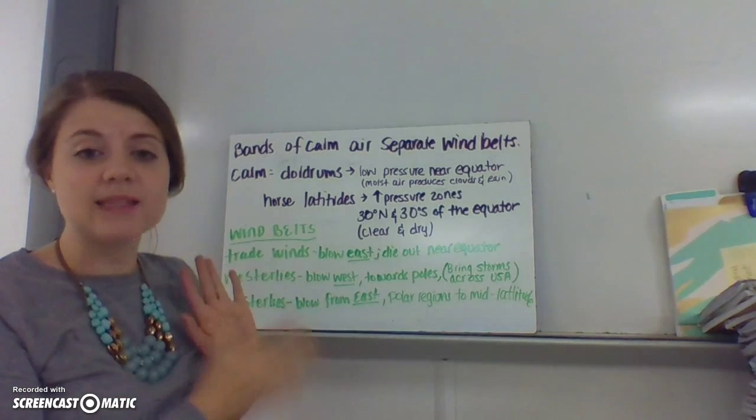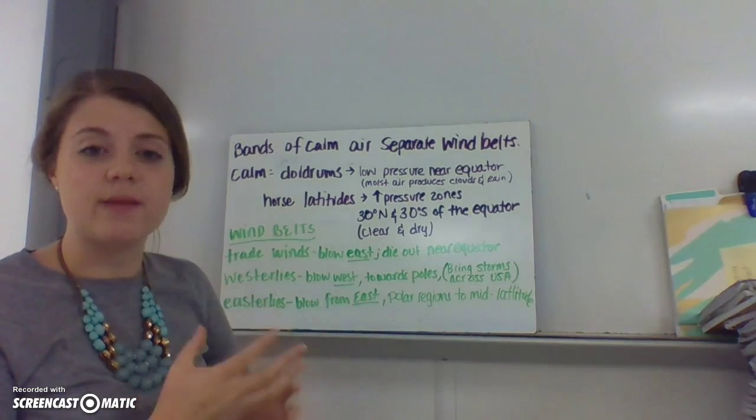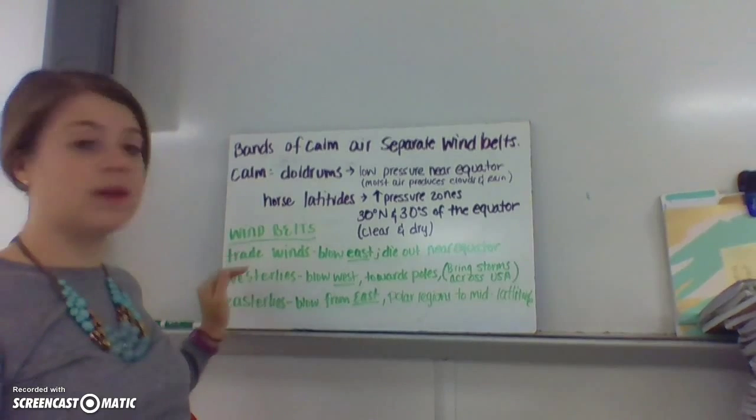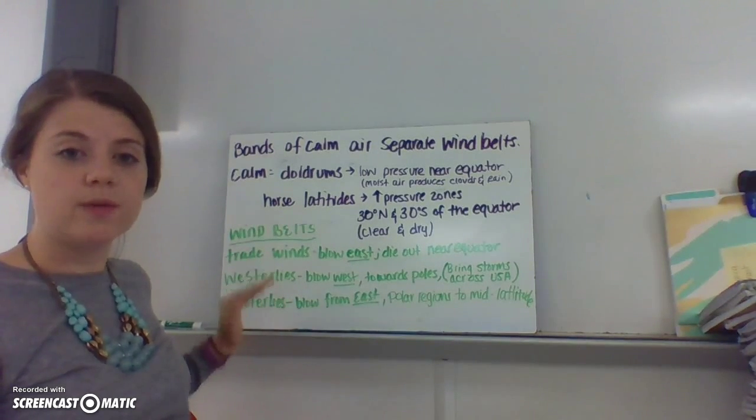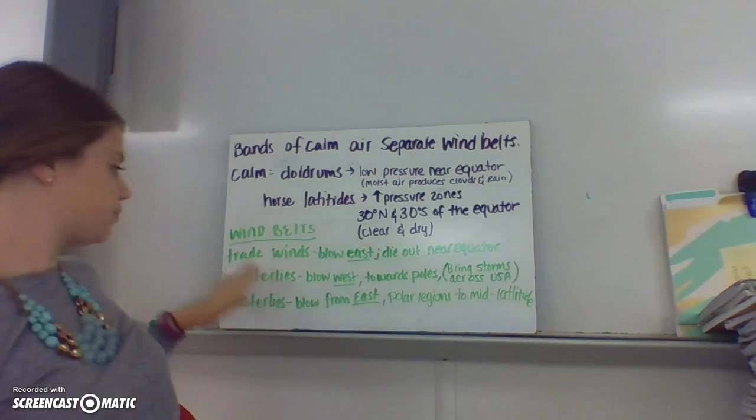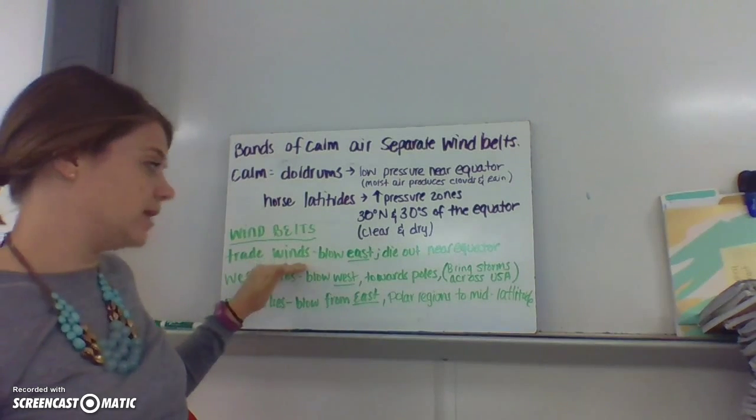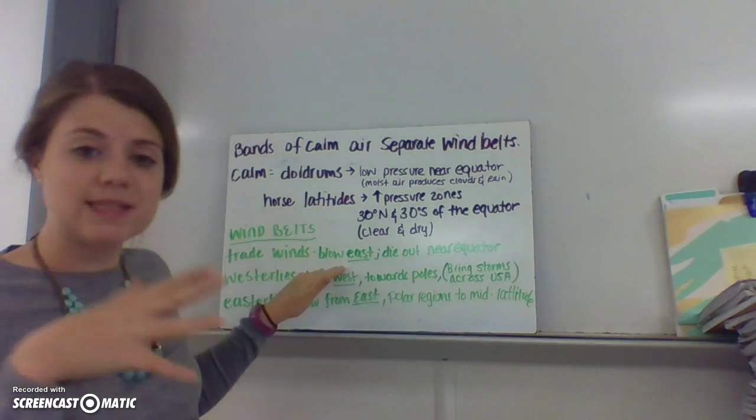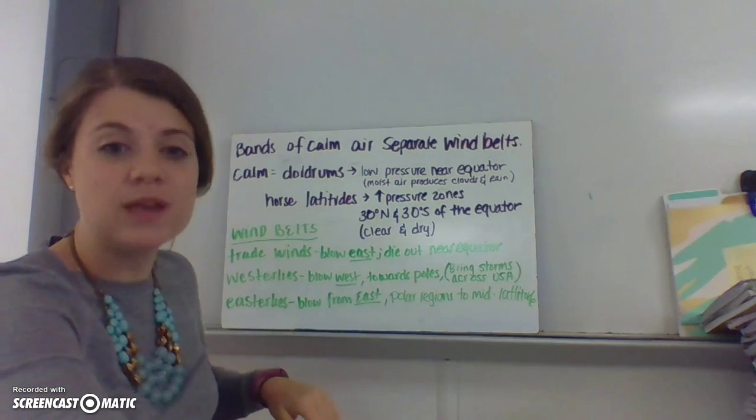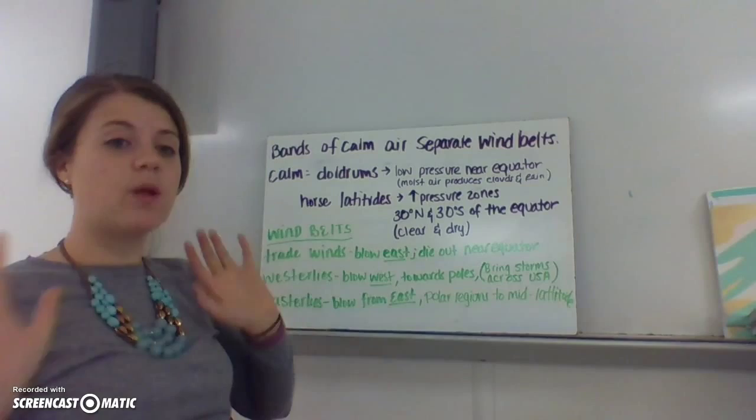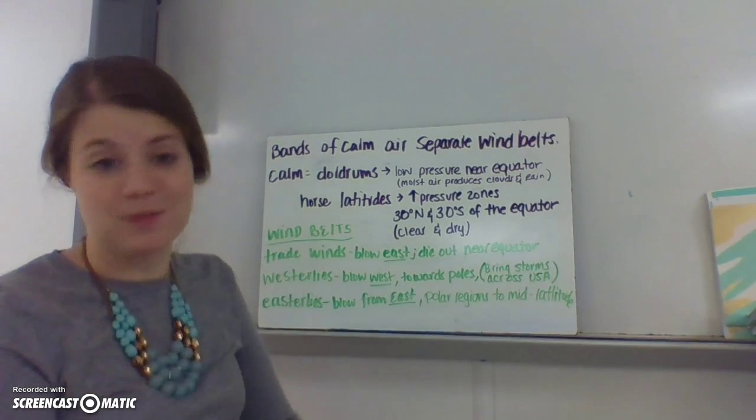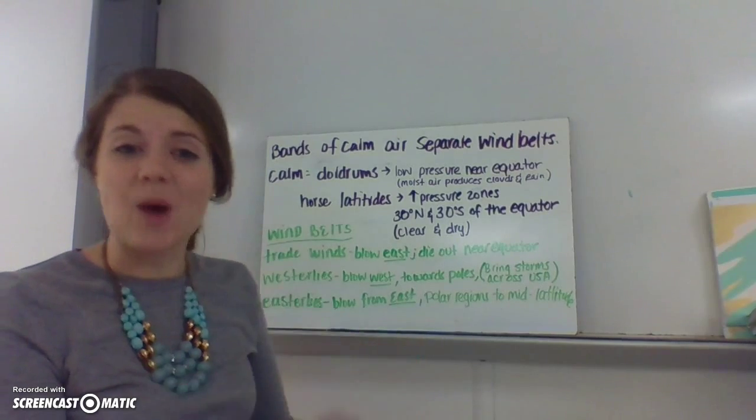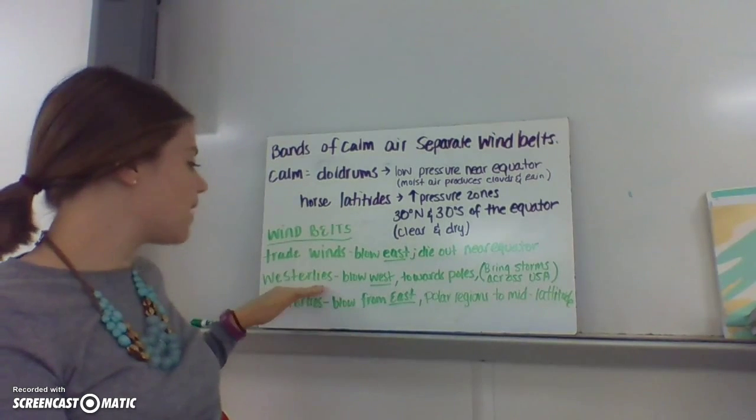The wind belts. Now, I'm going to give you a brief overview, and we're going to do a lot with this in class, showing you where on the globe and how they move. But for now, you really need to be able to identify which direction the wind is blowing in all three of these belts. With trade winds, they blow east, and they dry out near the equator.